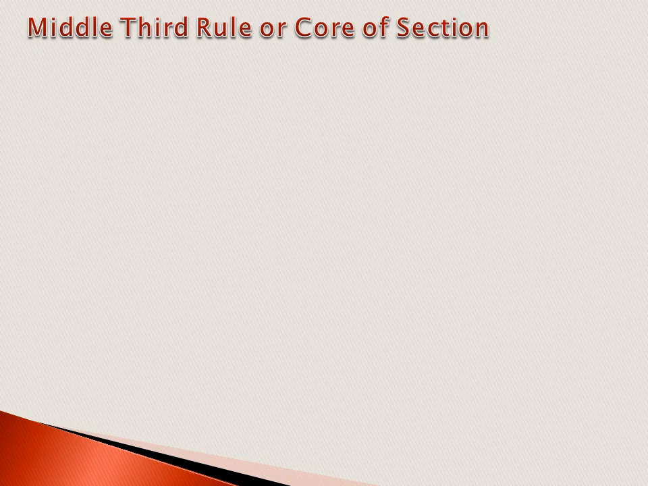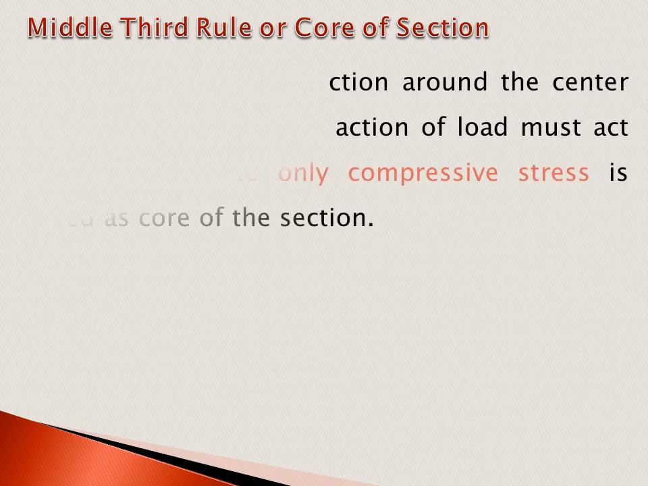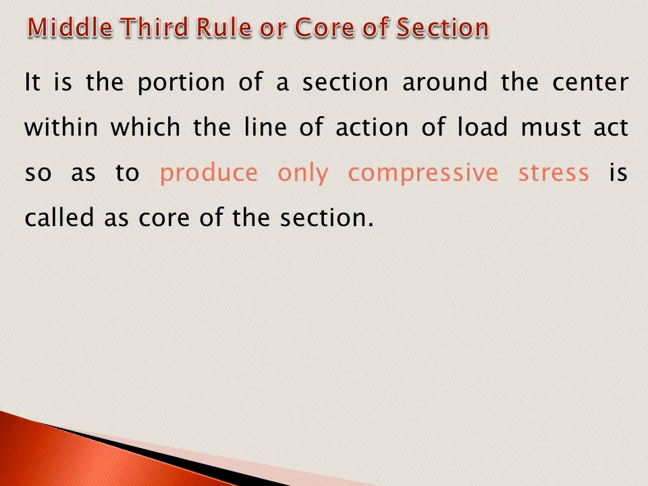What is the middle third rule or core of section? It is the centrally located portion of a section around the center within which the line of action of load must act so as to produce only compressive stress. It is called the core of section or middle third rule.